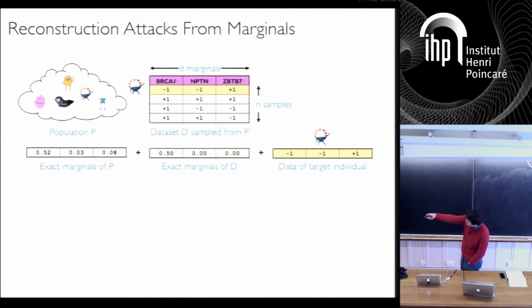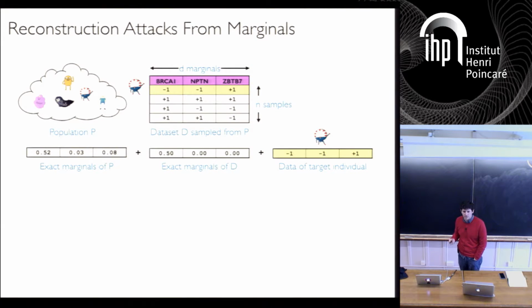Okay, so again, the model: we have this population, and we have this data set, which was sampled from the population. And now, here's what I give the attacker. I give the attacker the exact marginals of the data set. This is what I want to release to the public. And now the attacker has in mind some target individual, and what the attacker wants to know is: is this individual in the data set or not? You can think of the data set here as having actual sensitive information.